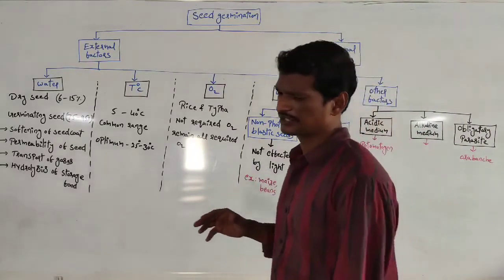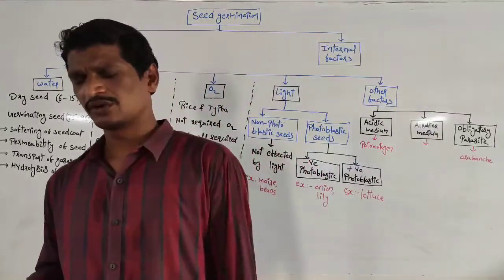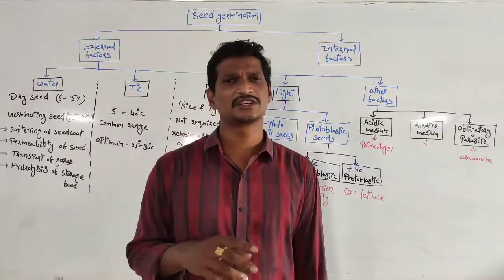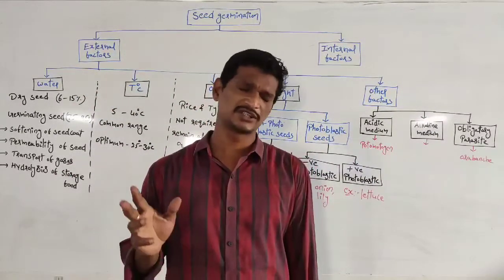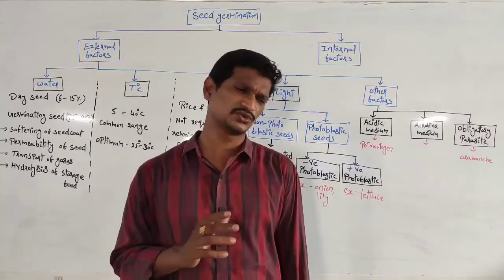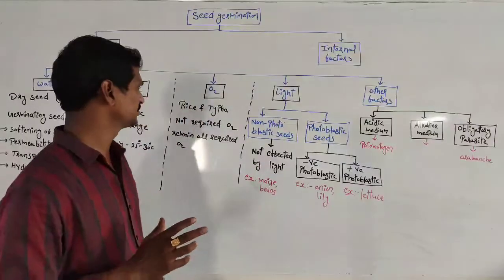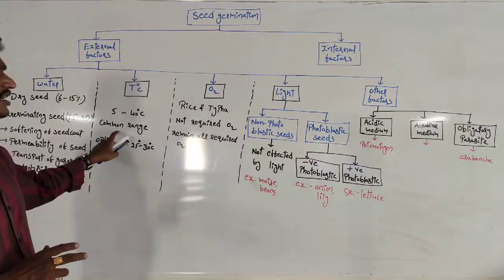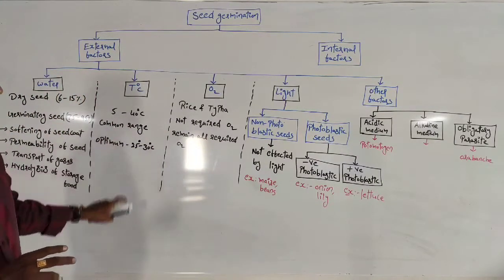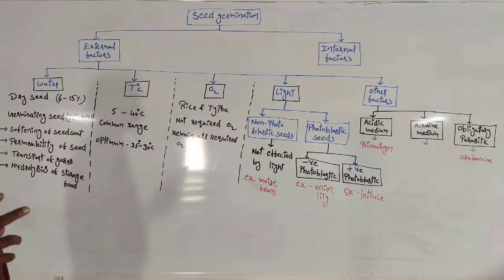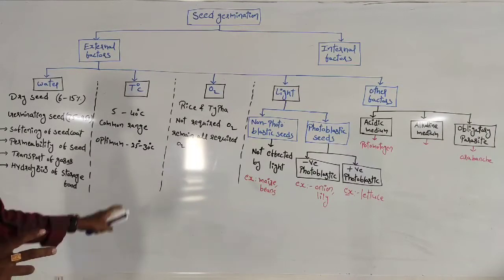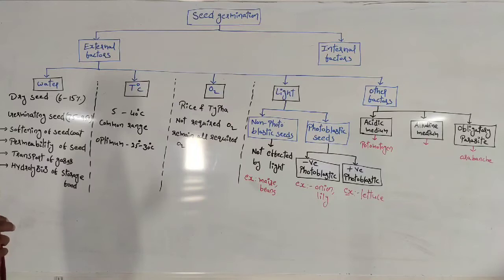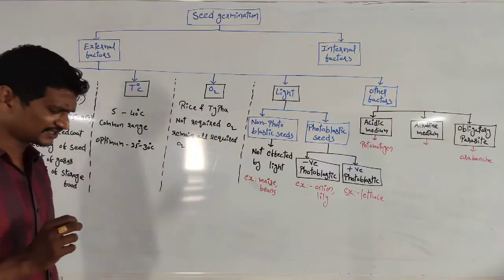And next is the temperature. Some seeds grow at low temperature, some at medium, and some at high temperature. The common range is 5 to 40 degrees centigrade. There is also an optimum temperature, which is 25 to 30 degrees centigrade.